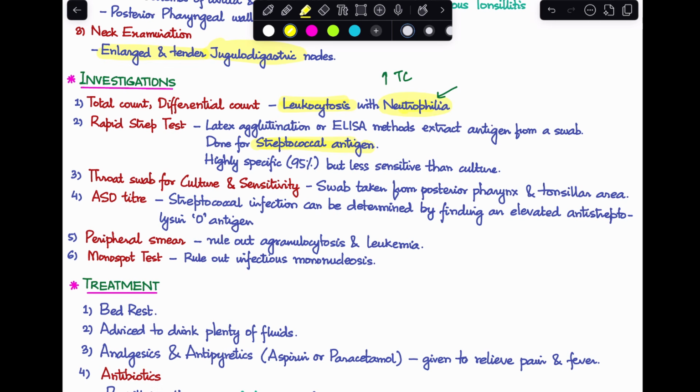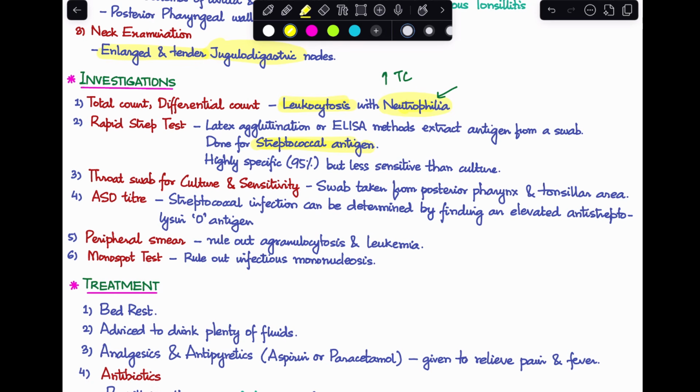Sometimes in cases where the patient is not getting better with treatment, you may need to do a throat swab for culture and sensitivity. And we usually take this swab from the tonsillar area and the posterior pharyngeal wall. Then an ASO titer will show that streptococcal infection, which will have an elevated anti-streptolysin O antibody.